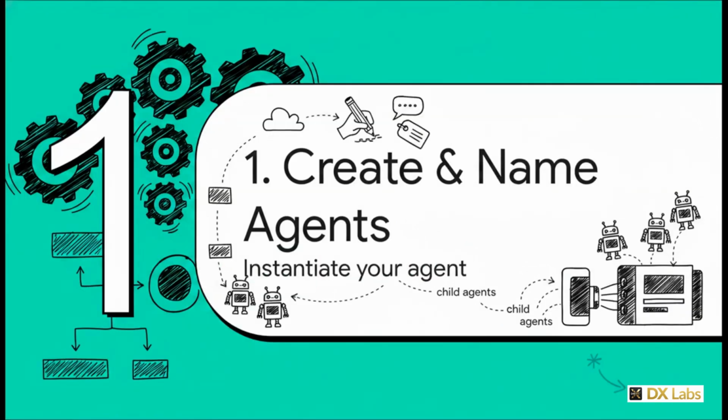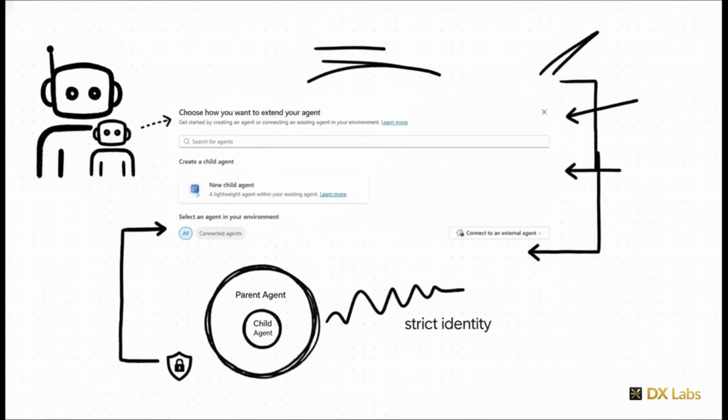Starting with Phase 1, creating and naming your child agents. Setting one up is actually a really straightforward mechanical process. You just open your parent agent right there in Copilot Studio, navigate over to the Agents page, hit Add an Agent, and then select New Child Agent. And just like that, you've spun up a lightweight agent inside your existing environment. But keep in mind, instantiation is literally just building the shell. The very next step, and this is absolutely crucial, is assigning it a strict, completely unambiguous identity.